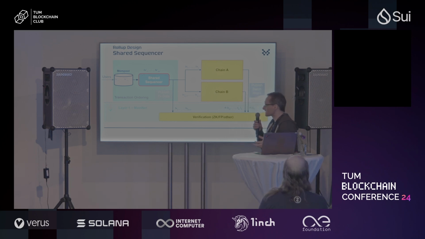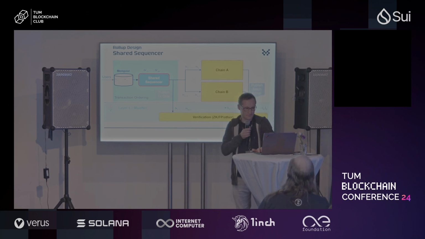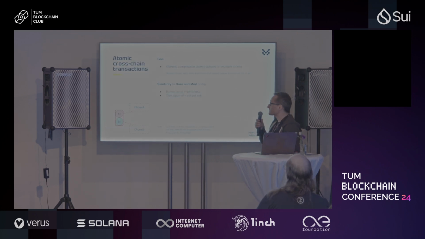One thing that the sequencer can do then is to also become a shared sequencer. The shared sequencer serves multiple chains, and the user injects the transactions into a common mempool. With this shared sequencer, you now have the possibility for atomic cross-chain transactions to facilitate interoperability between the chains. The goal is then to have generic composable atomic actions on multiple chains, which means that either the actions in these atomic transactions are executed on all chains or on none of them.